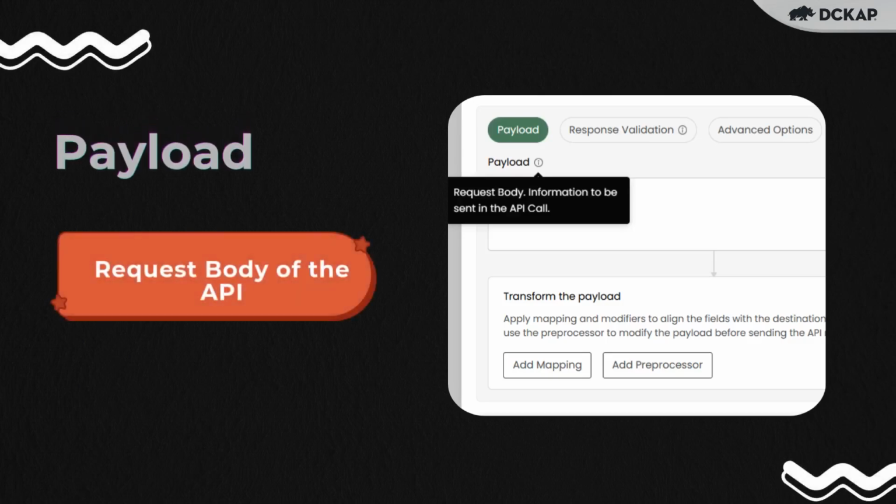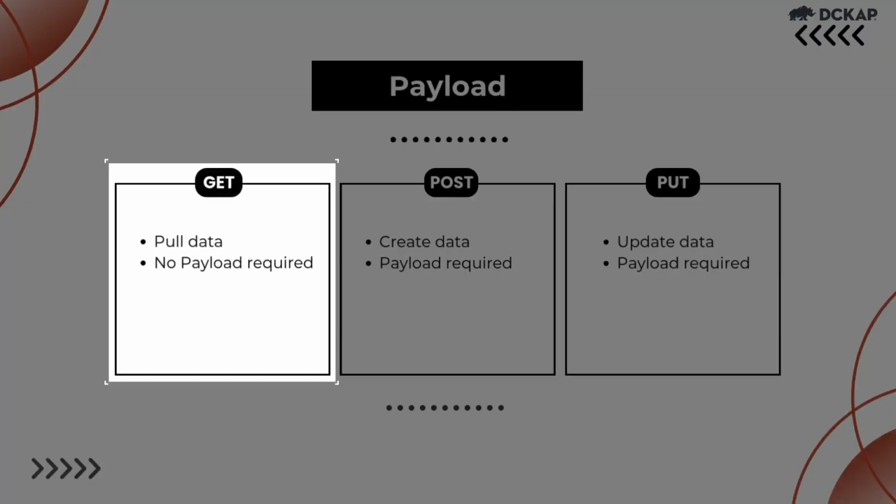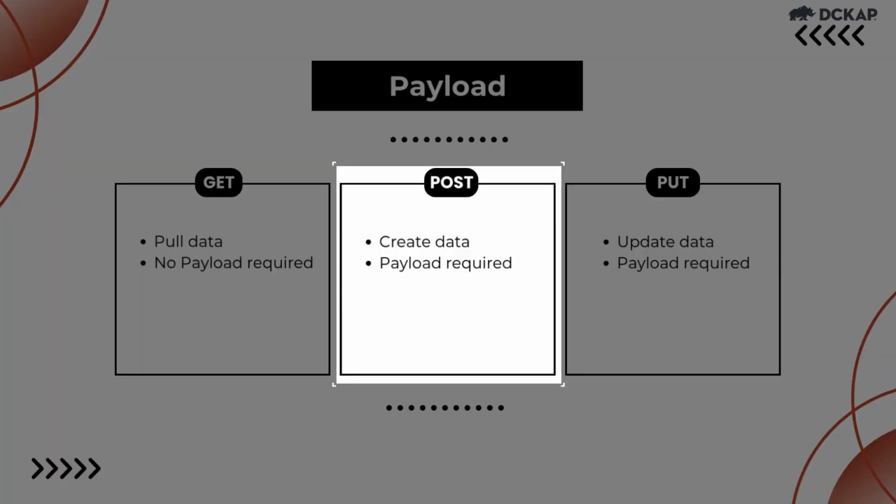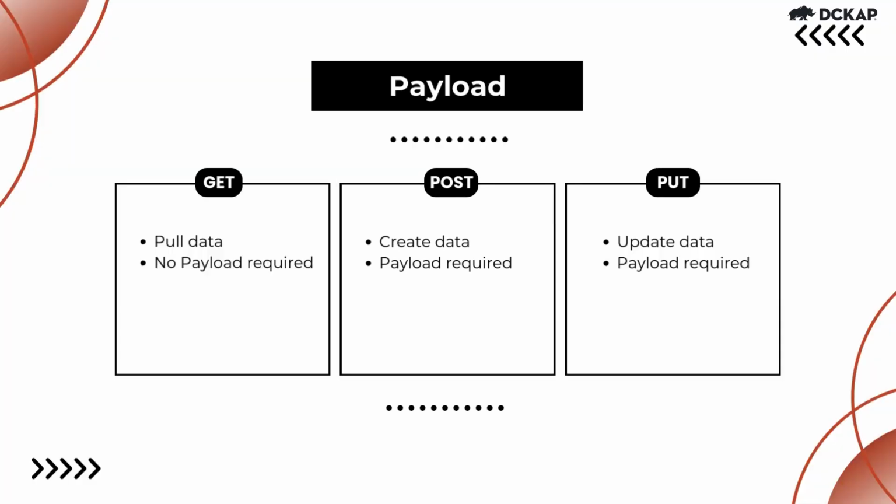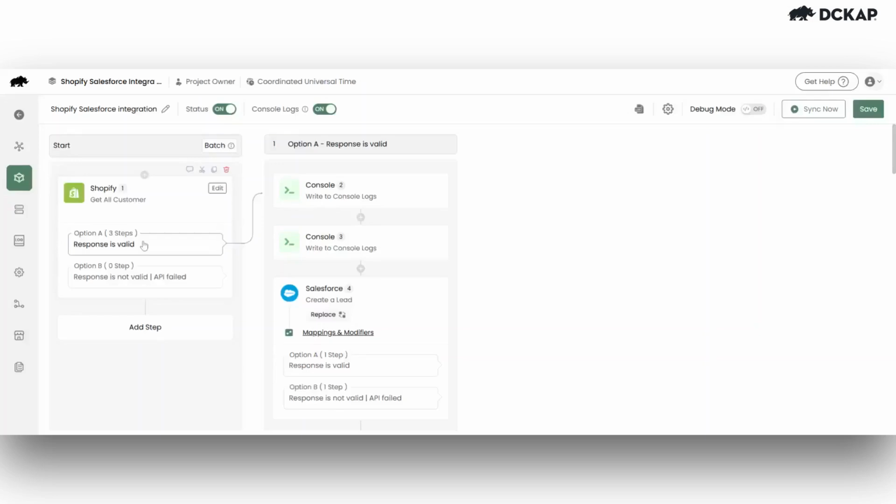Let's start with the basics. In the context of DCKAP Integrator, a payload is the request body of the API. When making a GET API call to retrieve data from a system, a payload is not necessary. However, a payload is required when using a POST call to create data or a PUT call to update data.